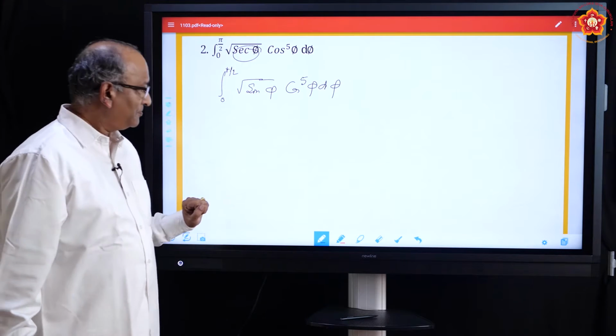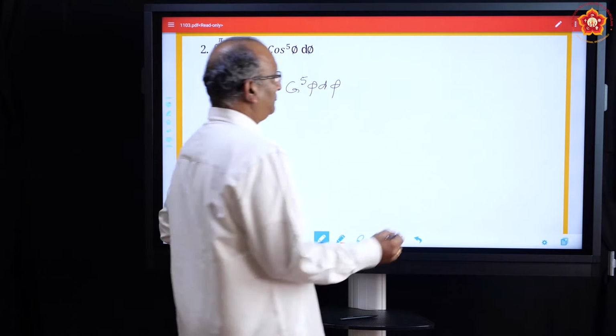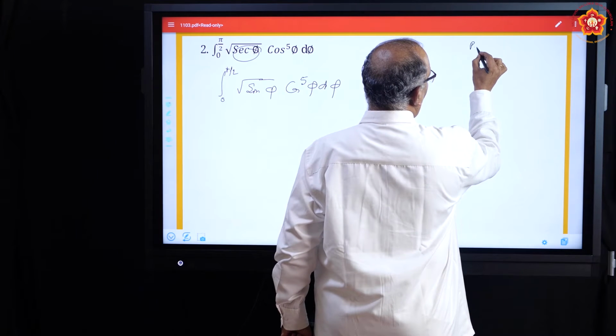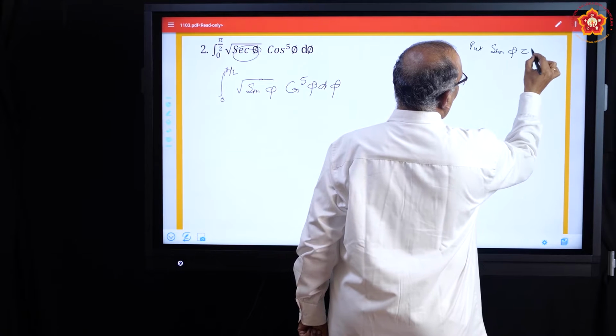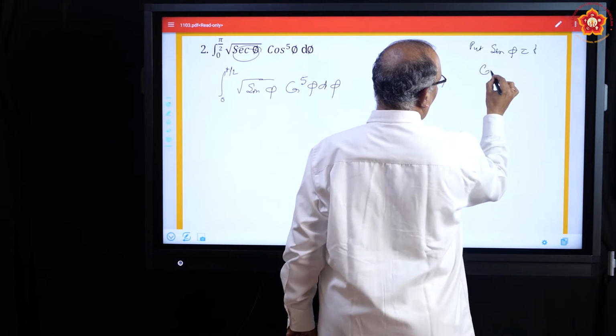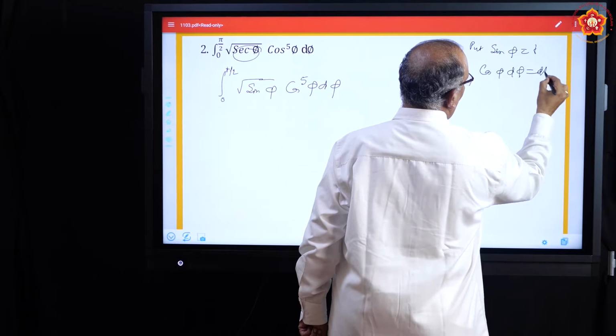So what do we do? We need to substitute. So what is it that we will substitute? We will put sin phi equal to t. So we will get cos phi d phi equal to dt.